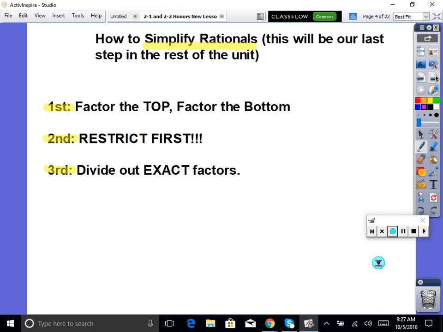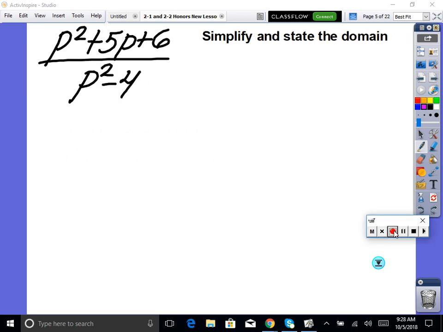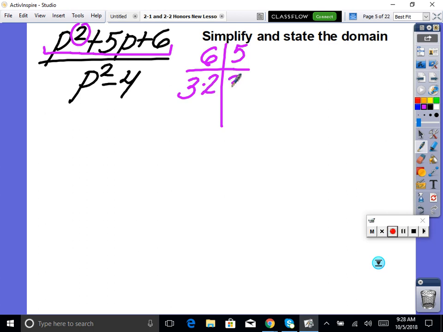So let's do our first example here. It says simplify and then state the domain. So how do we do this? You have to know the steps in your head: factor the top, factor the bottom, restrict, then divide. So if we factor the top, you'd say, what kind of factoring am I dealing with? A quadratic. So it multiplies to be a times c and adds up to be b. 3 times 2, correct? Yes. Okay, awesome. Now check, can I quick factor the top? Yes. So I factor it to be p plus 3 and p plus 2? Yes. Awesome.